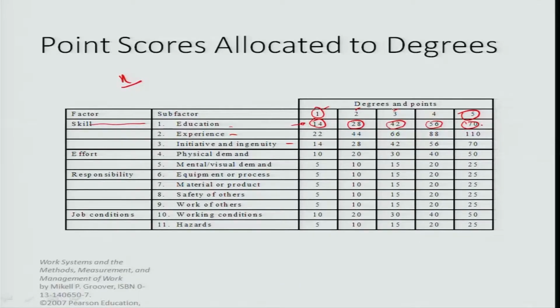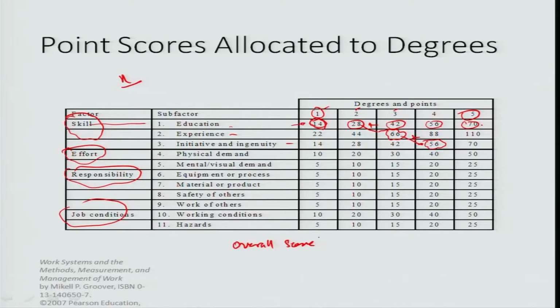Now, if a job has a certain level of skill requirement in terms of education, something in terms of experience, and then something else in terms of ingenuity, it will give you a total score by summing all these up, so that you can have a certain score for the skill, and in a similar manner for the effort, the responsibility, and the job conditions.